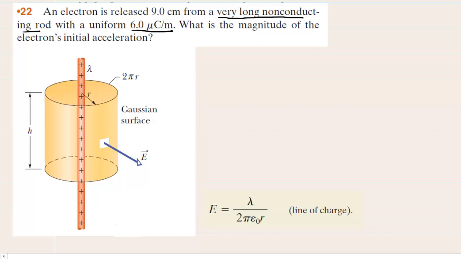So what we've done is drawn a very long non-conducting rod. We've sprinkled some positive charges uniformly all along its length. We know they're positive because the charge density was positive 6 microcoulombs per meter.